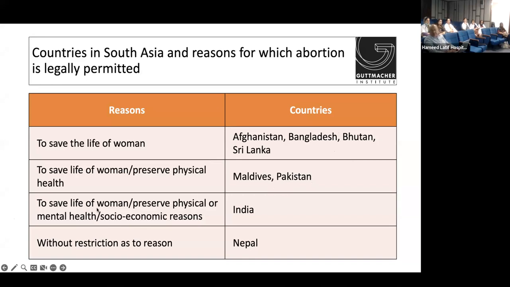India asks, do we need a certificate from the psychiatrist for this? No, not necessarily. You would say that her physical well-being, she's so unwell, she has had a recent pregnancy and she hasn't recouped, she is anemic, and so on and so forth. So you can do that. In India, it is to save the life of a woman, preserve physical or mental health, and also because of socioeconomic reasons. In Nepal, without restriction. So this is within this region, what are the ways with abortion?